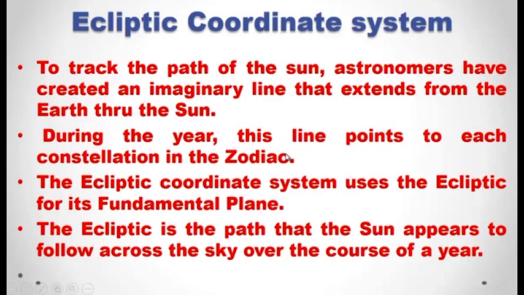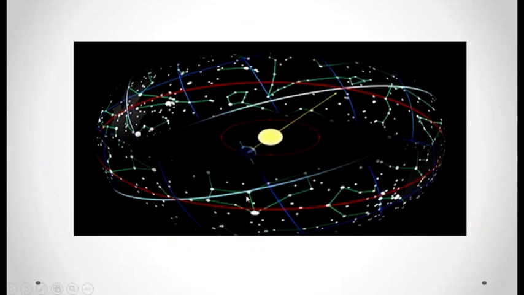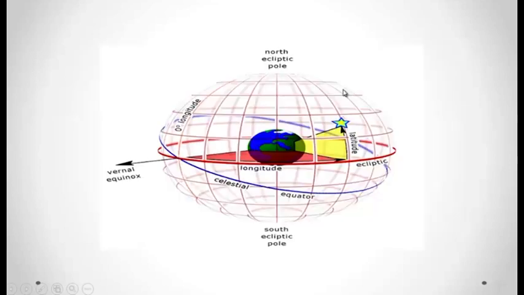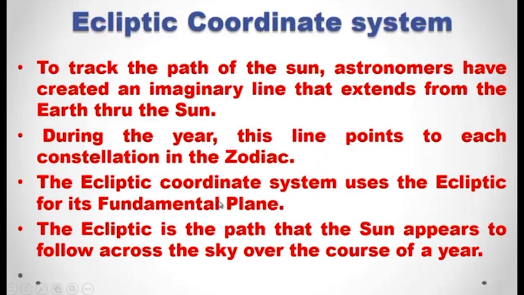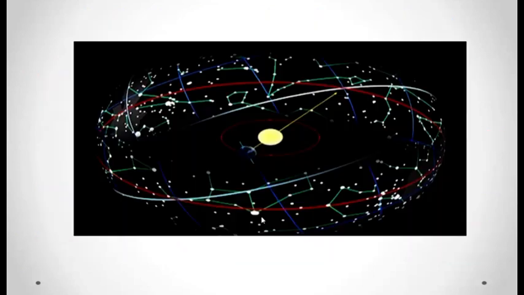During the year this line points to each constellation in the zodiac. Here you can see different constellations of stars. So, through a year this line points to the zodiac. Next, the ecliptic coordinate system uses the ecliptic for its fundamental plane. As I told earlier, the ecliptic is nothing but the plane of the Earth's orbit. The ecliptic is the path that the sun appears to follow across the sky over the course of a year. This is what the ecliptic coordinate system says.